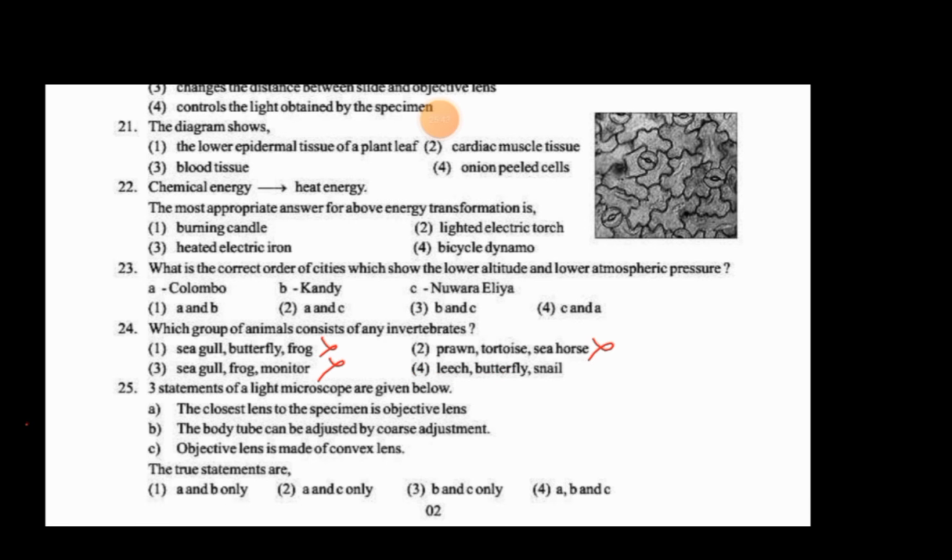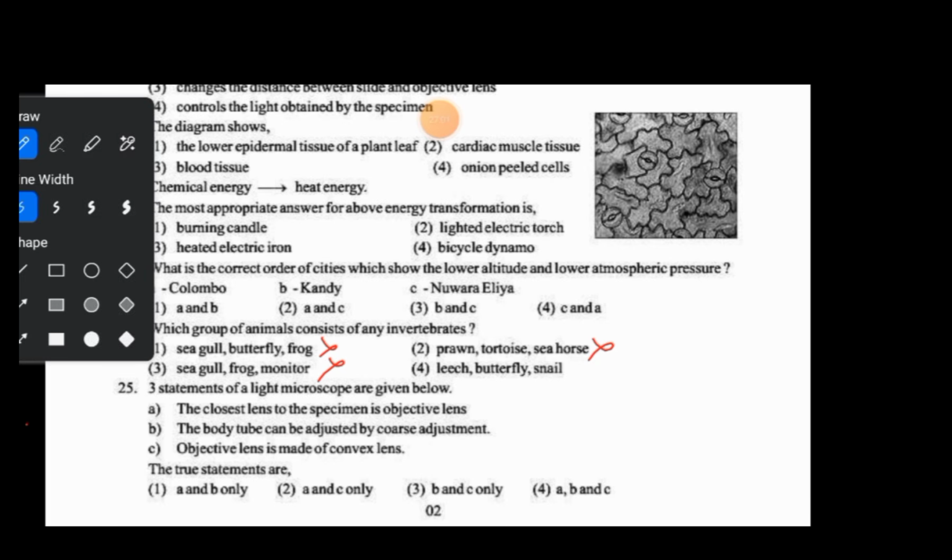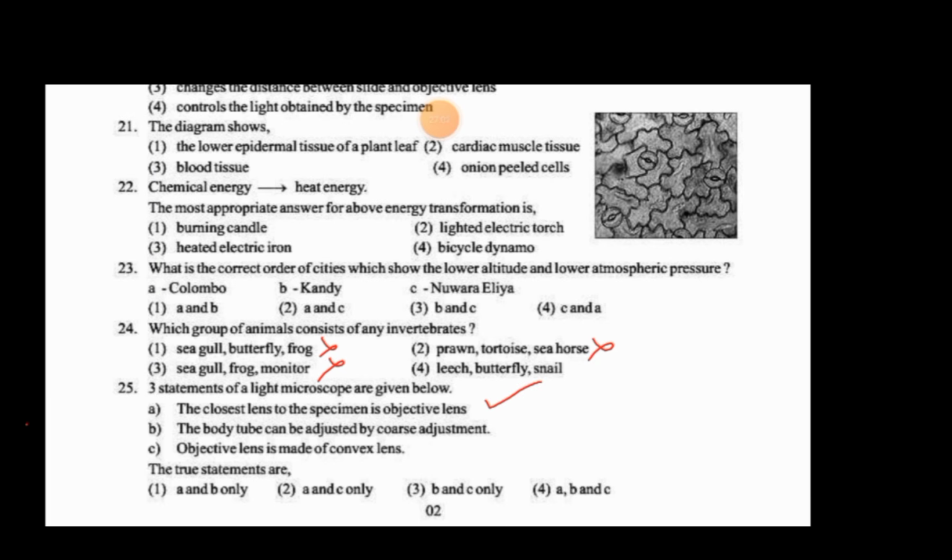Question number 25, last question. Three statements of a light microscope are given below. A. The closest lens to the specimen is the objective lens. Yes, it is given in the book also, right? B. The body tube can be adjusted by the coarse adjustment. Right? You know, by using the coarse adjustment knob, we can adjust the body tube to get a clear image of the specimen. That is also correct.